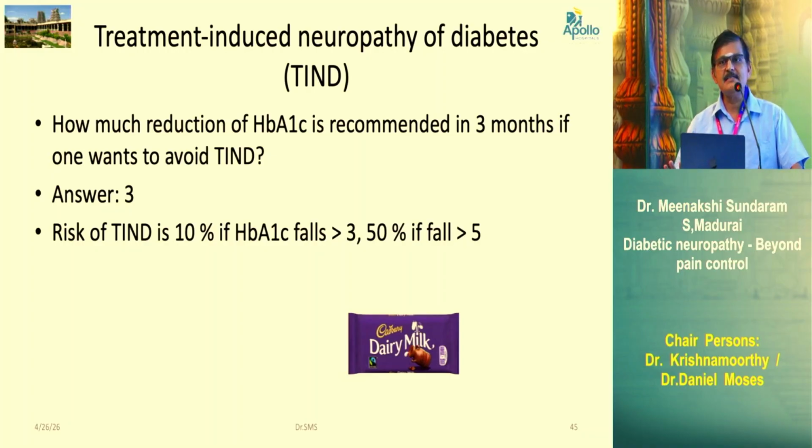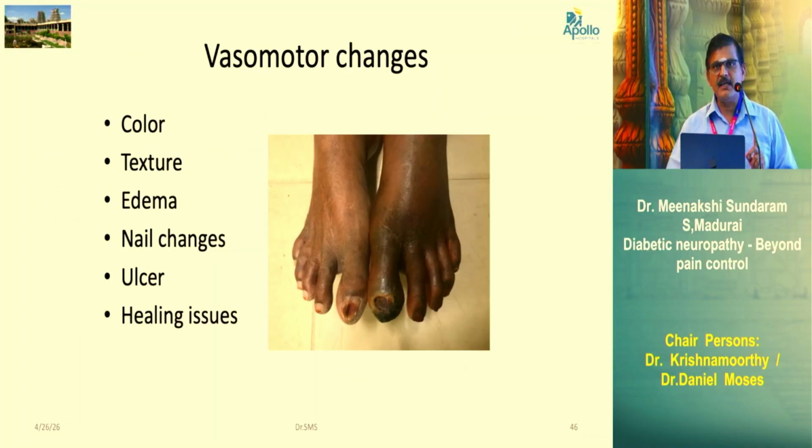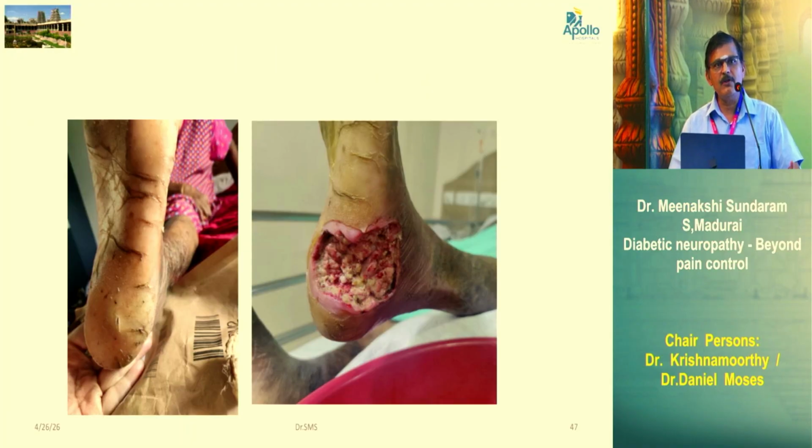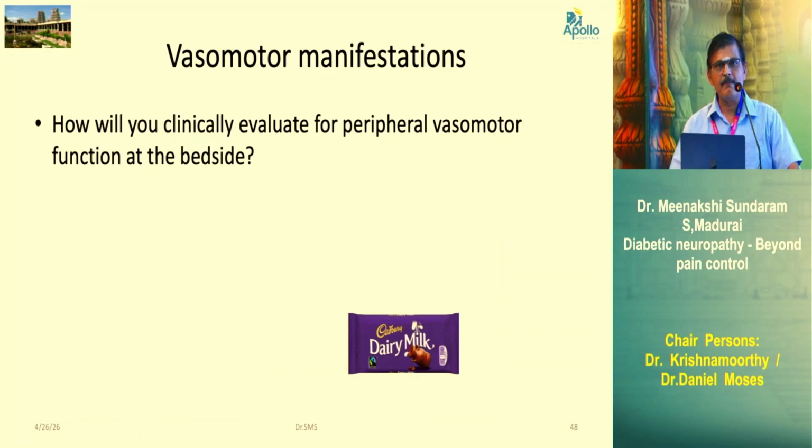The good thing is that it is a self-reversible phenomenon. No matter how much pain the patient reports, within another 3 months, the paresthesia will completely disappear. By opting for less intensive control, you will not be able to give benefit to the patient, and that's the reason why you don't have to reduce the insulin dose. Stay with the good control. In addition to that, beyond pain, look at so many things. The color, the texture, the edema, nail changes, ulcer, healing issues. All these things are important when you manage a patient with diabetic neuropathy. Otherwise, devastating complications could happen.